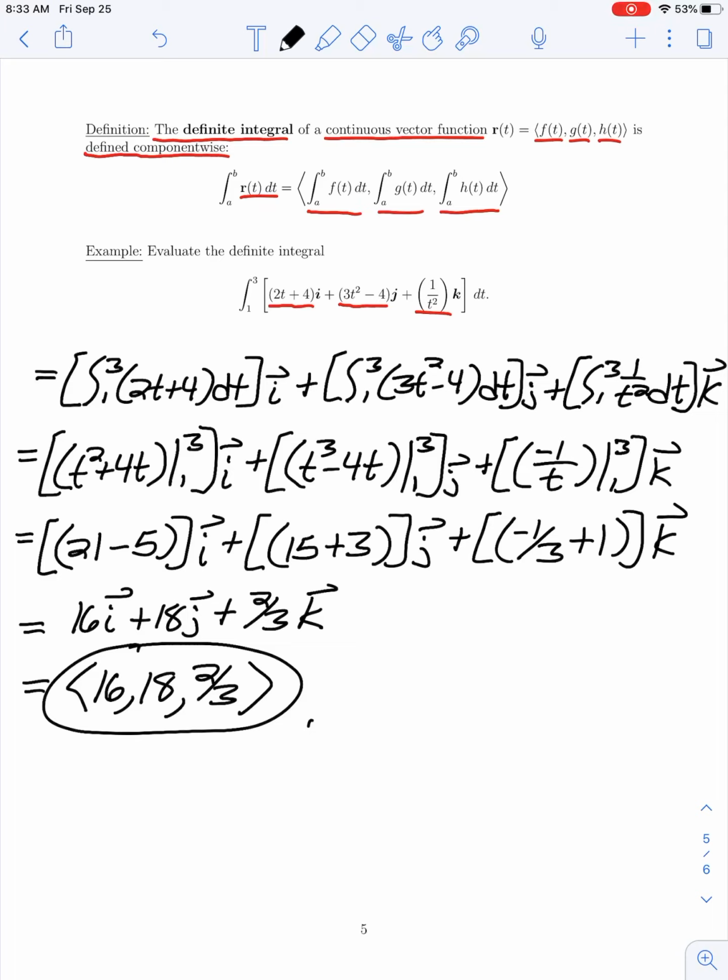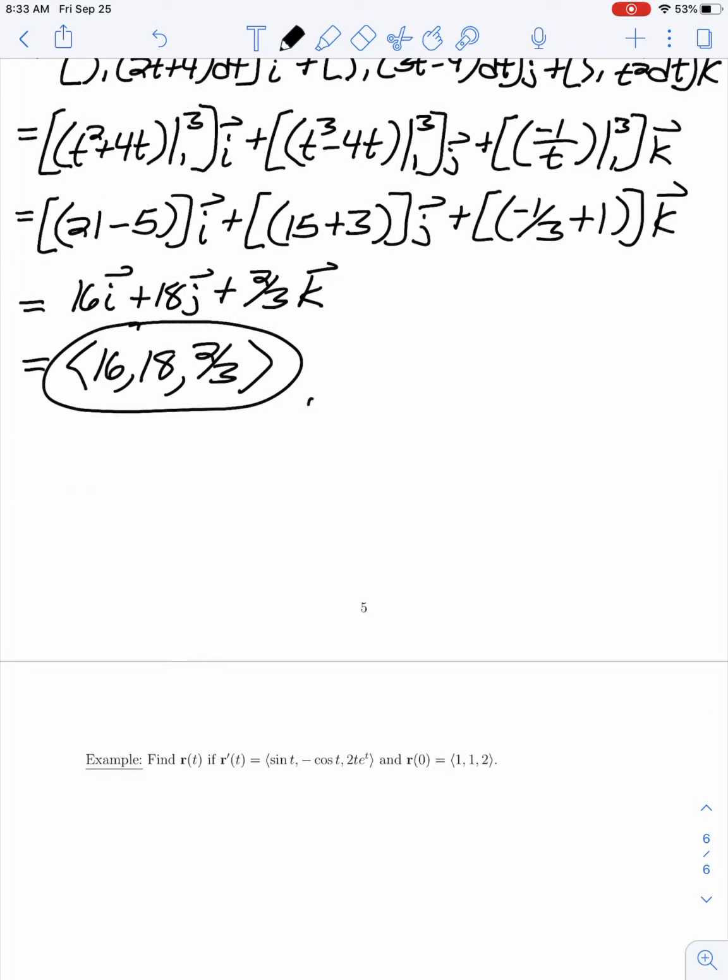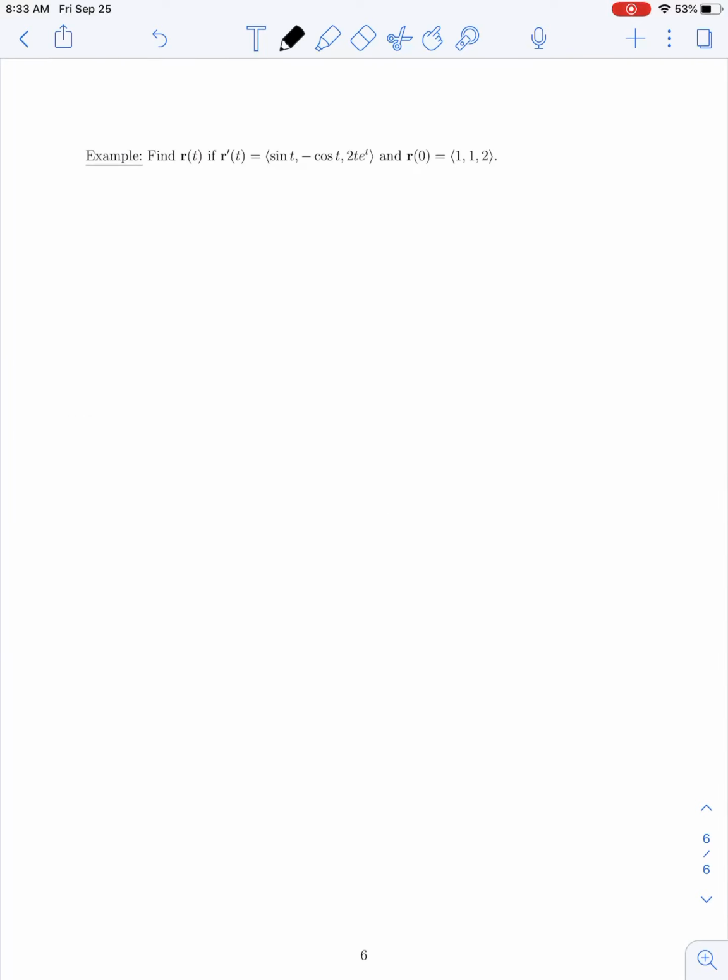So integrating a vector function amounts to integrating each of its component functions. We could also define indefinite integrals or antiderivatives of these vector functions in a similar way, component-wise. So let's look at an example where we might need to find an antiderivative, or a most general antiderivative, of some vector function.